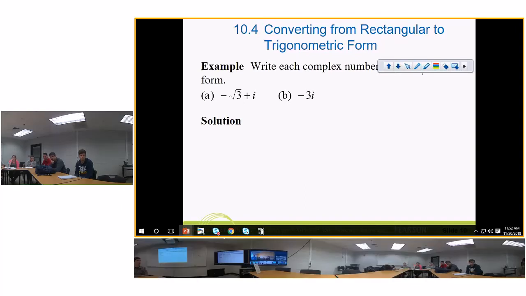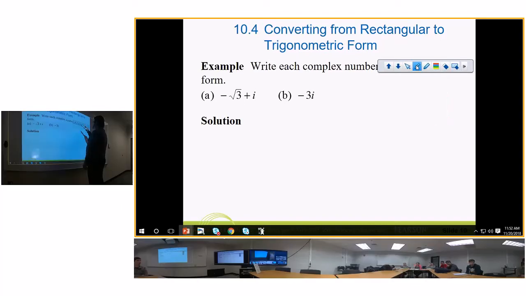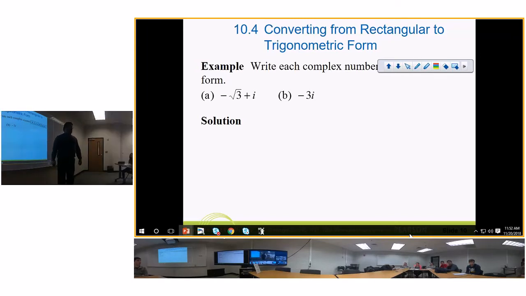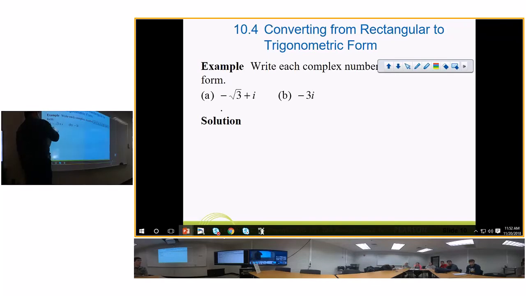Hey, I heard a mumble. That's progress. Is it R? What's the square root of 3? 1.7, isn't it? Yes, Hubert. So that's 1.7 plus what? Plus i. Okay? Well, think about it. What is that? 1.7 and i. That's like negative 1.7 plus what? 1? Yes? And negative 3i. And you put those on the graph.